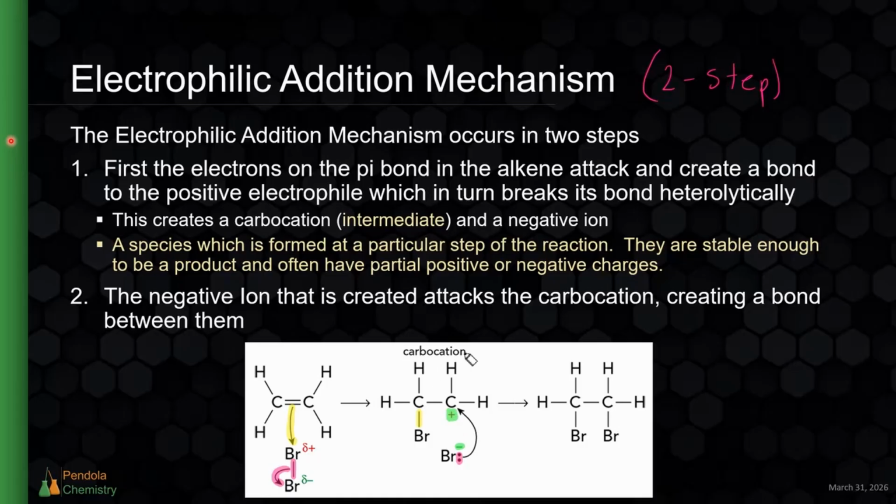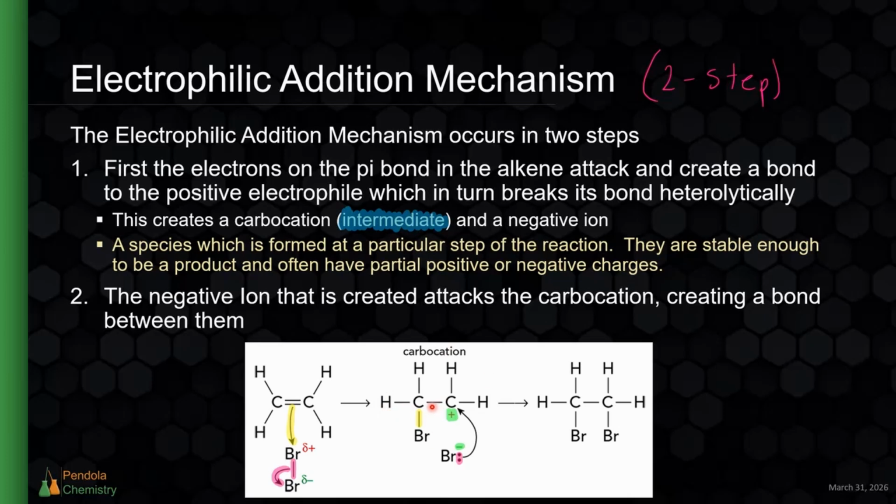It becomes a carbocation. This carbocation is what's known as an intermediate. An intermediate is a compound or a species which is formed in a particular step of a reaction mechanism, and they often have partial positive or negative charges or full positive or negative charges. The carbocation is an intermediate because it is a fairly stable species. Can it exist by itself long term? No. But it's stable enough during the mechanism that we can identify it.